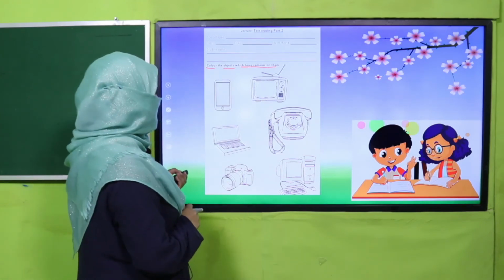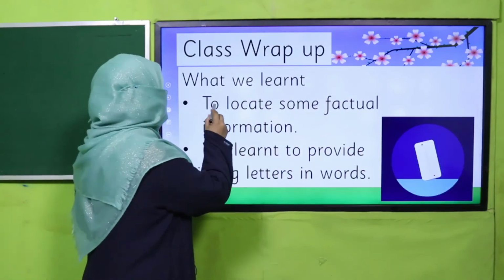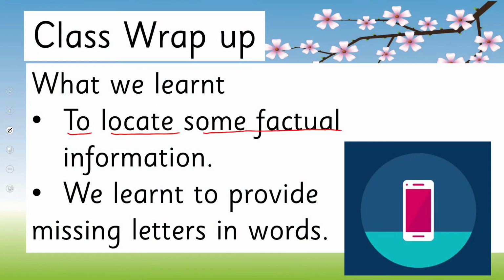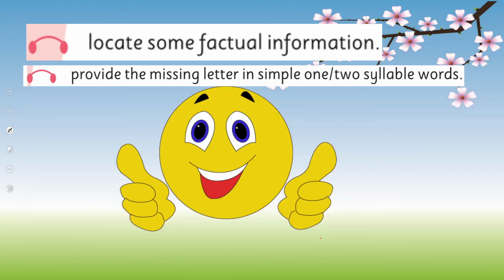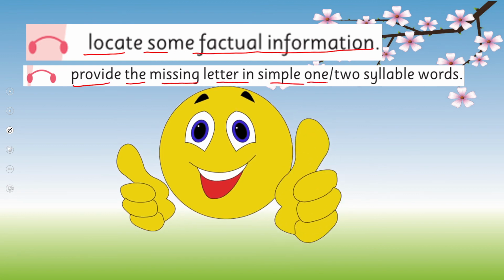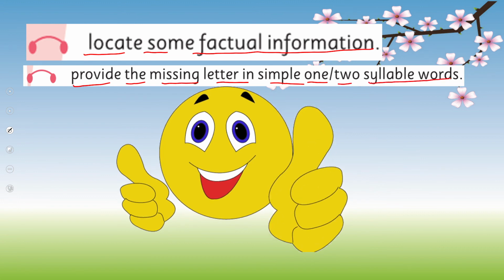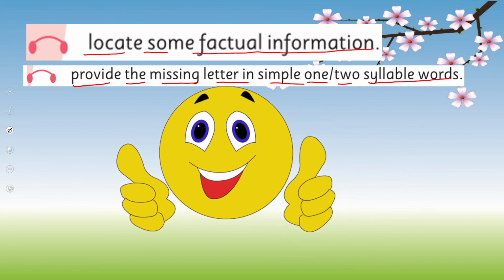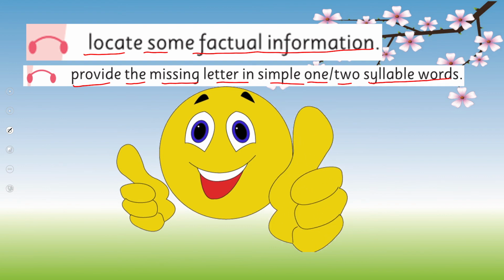This is your worksheet. So, what we have learned today, we learned to locate some factual information and we learned to provide missing letters in words. So, in this way, we achieved our SLOs, to locate some factual information and provide the missing letter in simple 1 or 2 syllable words. Are we done with it? Yes. So, that's it for today.